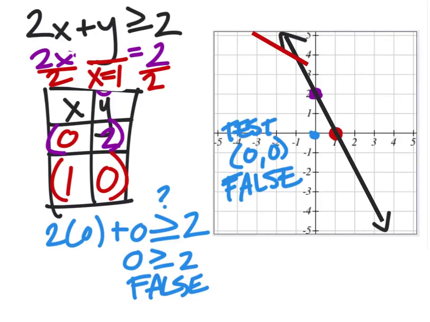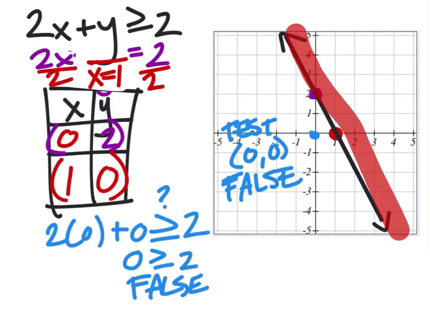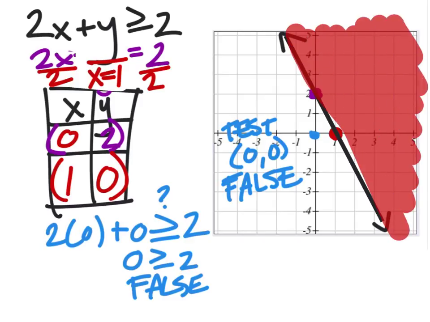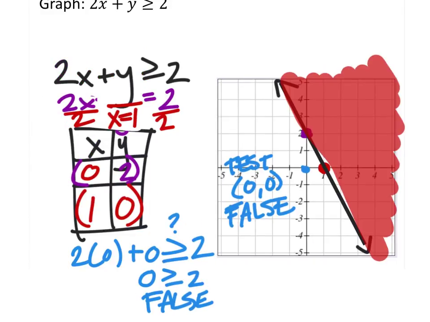And is it a dotted line? This one will be a solid line because it's also equal to. I've got to study that. So what's the alternative?